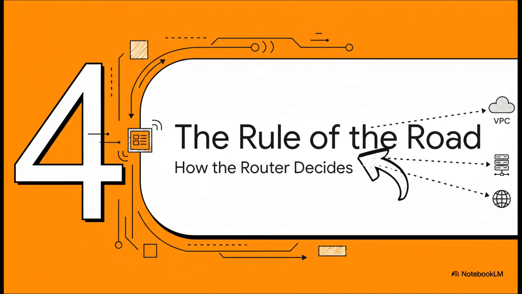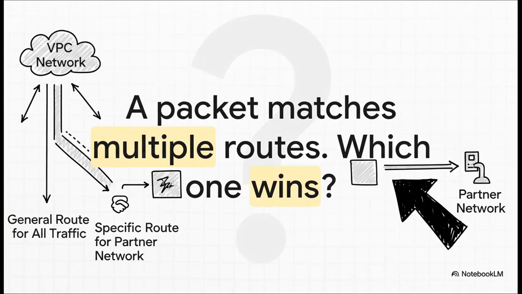But what happens if a piece of traffic could technically match more than one rule in the table? How does the router decide which one to follow? Well, thankfully, there's no guessing involved. There's a very clear rule of the road. So let's imagine a scenario. You've got that general rule for all internet traffic, but you also add a super specific rule for traffic that needs to go to a partner's network over a special connection. So what happens when a server sends a packet to that partner? It matches both rules. Which one gets priority?